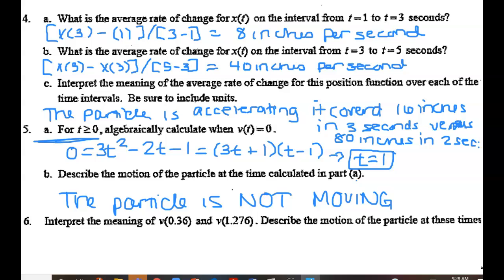Okay, and then the last two. So these are a little different. In part A, you had to solve. In part 6, you are simply plugging in a number. So you can do this on a calculator.